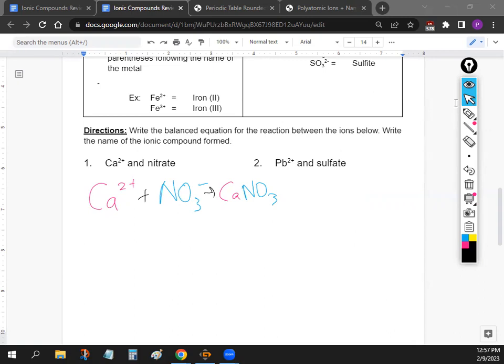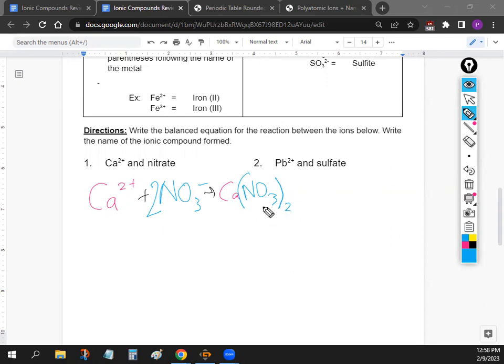So remind me, which side? Negative side? I heard negative. Okay, so I'm going to add a charge to the negative side. So calcium 2+, 2 of the nitrate. And that's going to give me Ca(NO3)2. And I'm also going to indicate the number on the right after the parentheses.